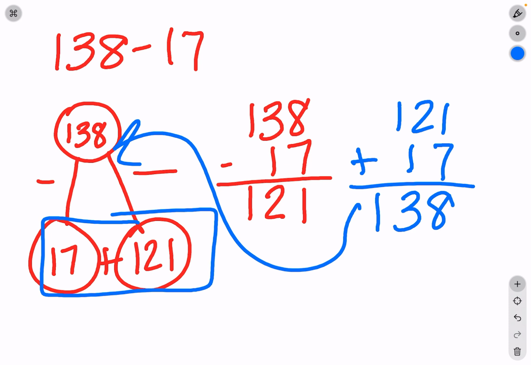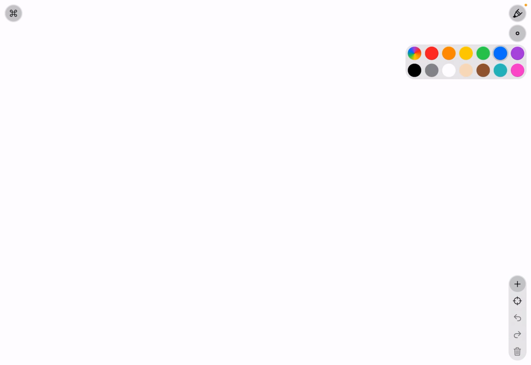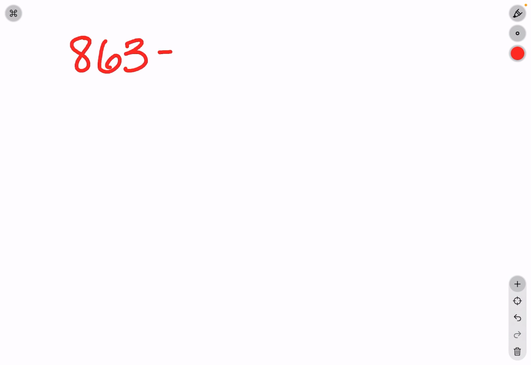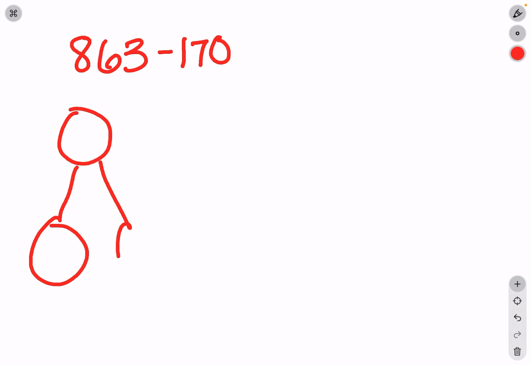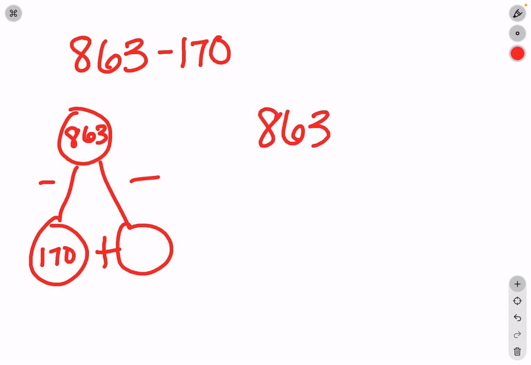Okay, we're going to do one more. Your last one is 863 minus 170. Number bond, solve, add to check. 863 is my whole. My part is 170. I'm going to subtract.